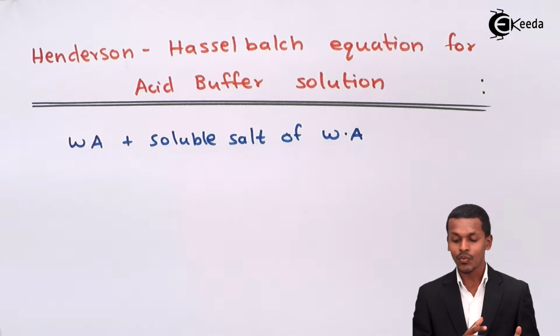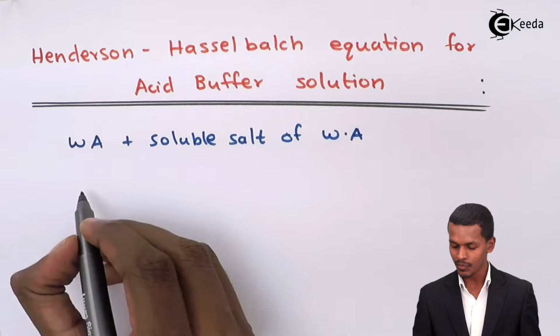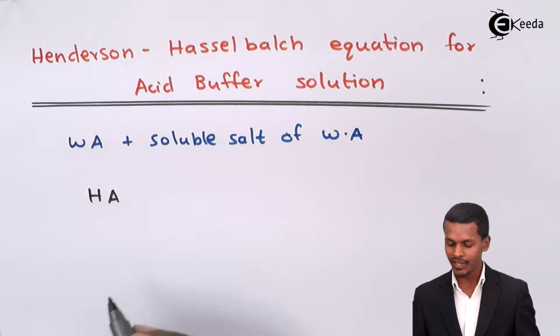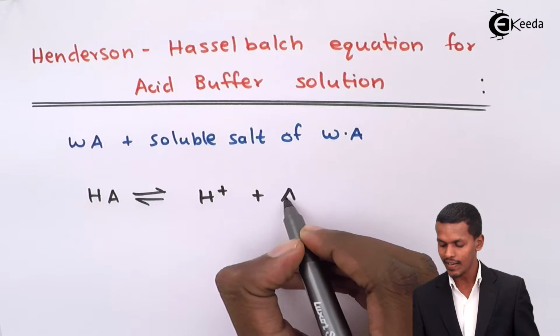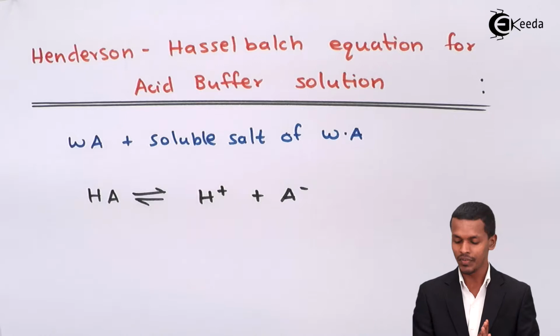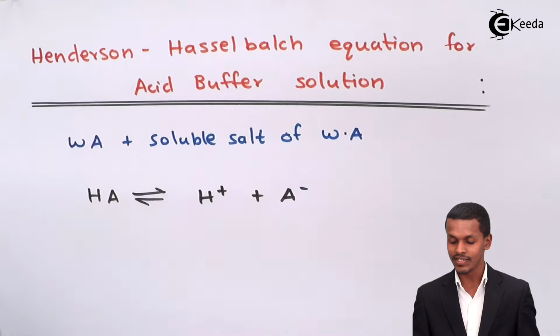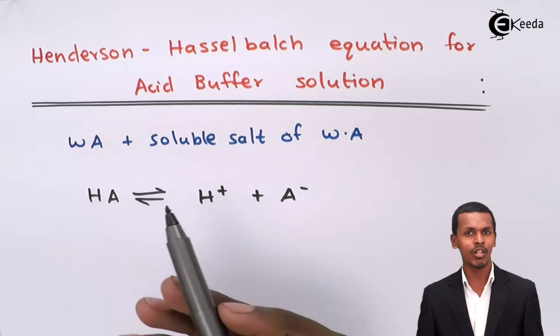Suppose I am talking about a weak acid, like HA. If it is a weak acid, then it won't dissociate completely, and that's the reason we could see that this will dissociate into H plus and A minus, but it will not be completely dissociated. Only a small fraction of the HA will dissociate into H plus as well as A minus, and it also has the capability to shift back to the original one, that is HA. So the equilibrium is maintained in this case.